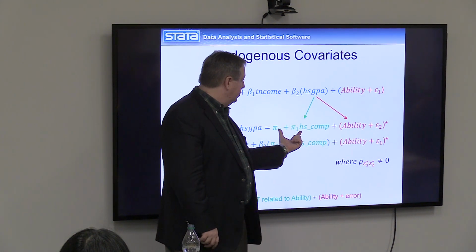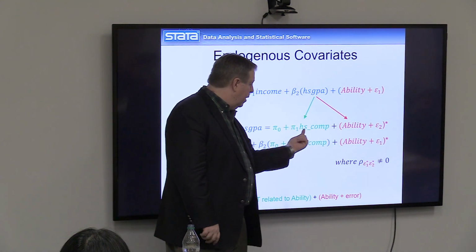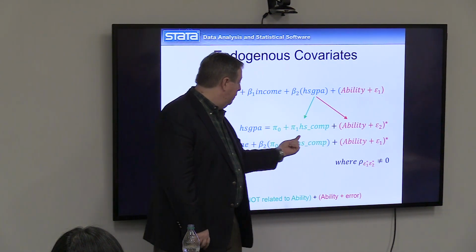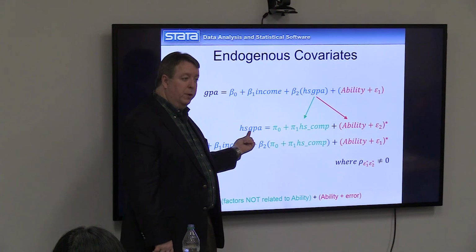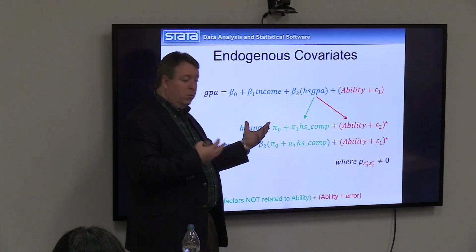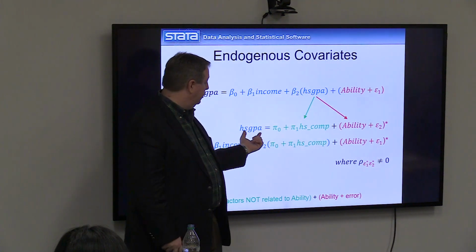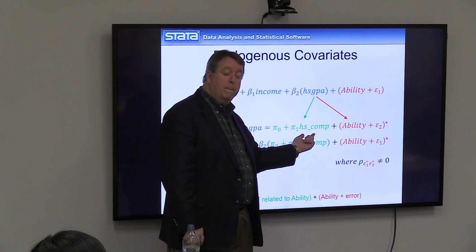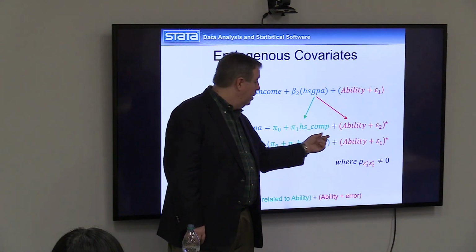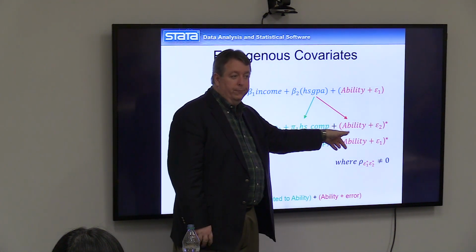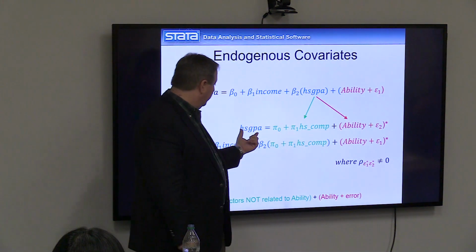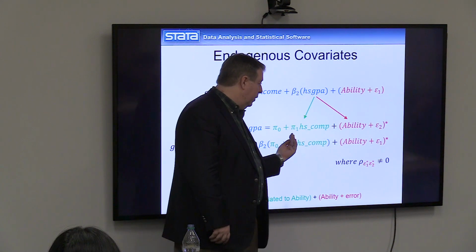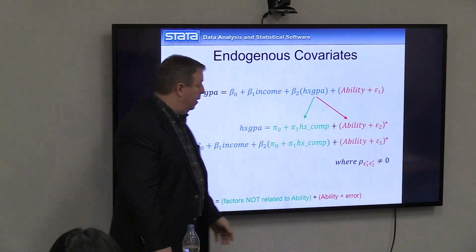So what we're going to do is this auxiliary equation. And high school competitiveness is a variable that's in our data set. High school competitiveness probably influences your high school GPA, because if it's more competitive, it's more likely to have a lower high school GPA, or vice versa. So it's related to high school GPA, but high school competitiveness has nothing to do with the student's individual ability. So we're fitting this auxiliary model again, using a predictor that's not related to ability, and then we're leaving ability in the error terms.